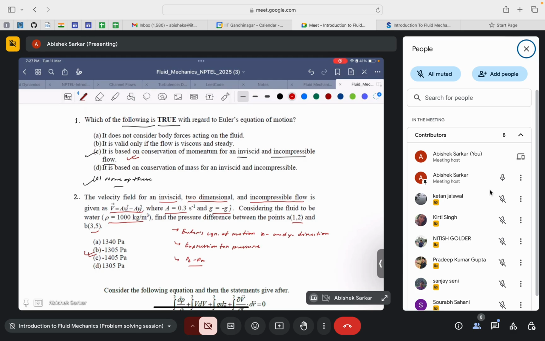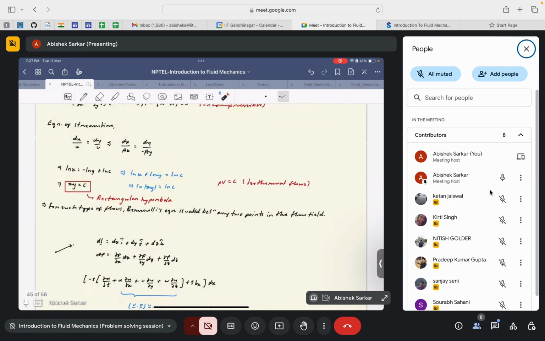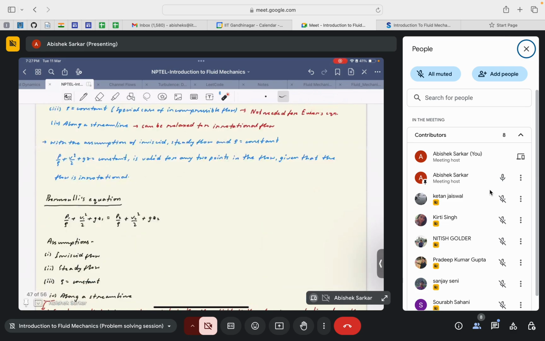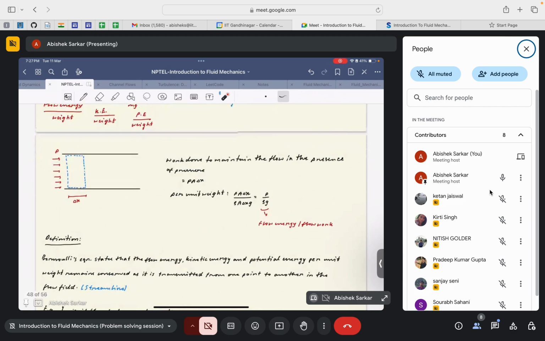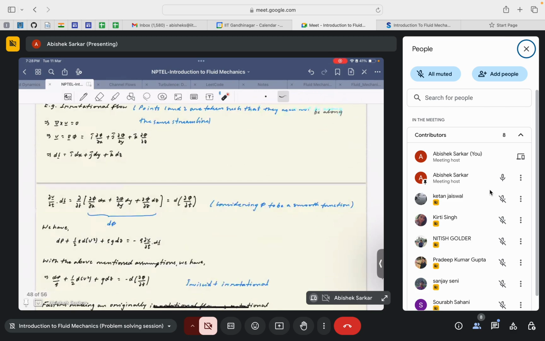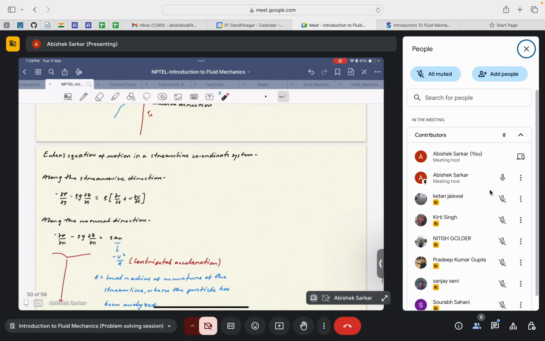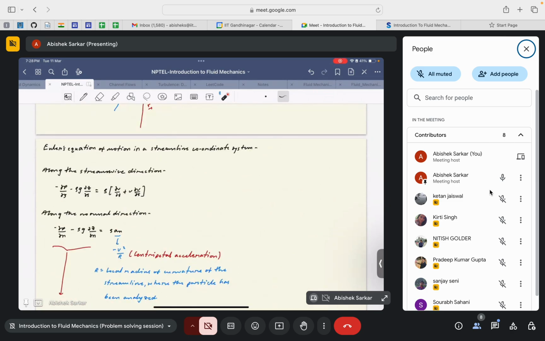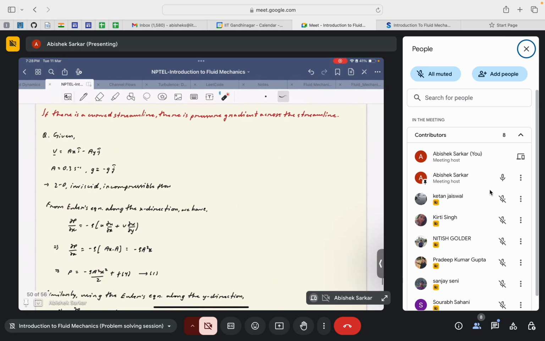So let us just look into my solution. Actually, it will just be the same thing, the steps that I mentioned here, but just for the sake of helping others as well, if you are stuck somewhere, you can just follow the steps that I have used. Oh, I missed a very crucial part, but I'll just go through it once. Okay. So we have the question: V is AXi minus AYj, and A is 0.3 per second, g is minus g j. It is 2D inviscid incompressible, so we cannot apply Bernoulli's equation right now.